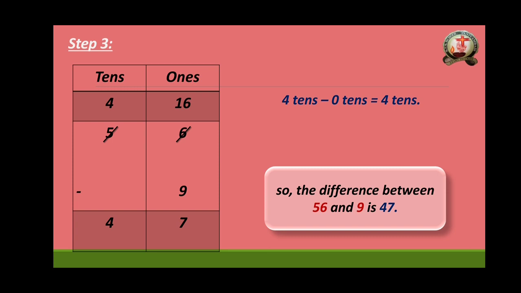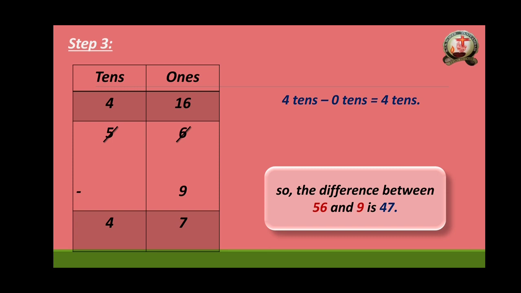So see here in the tens column we have only 4 tens. So there is no number to subtract. That means the same number will come. Right. So 4 tens minus 0 tens is equal to the same 4 tens, because a number minus 0 is equal to the number itself. So the difference between 56 and 9 is 47.